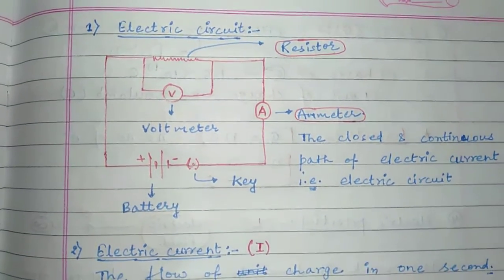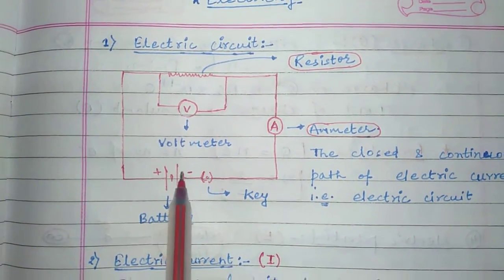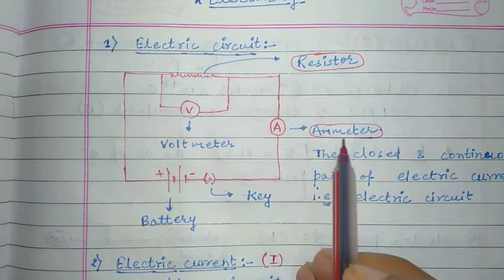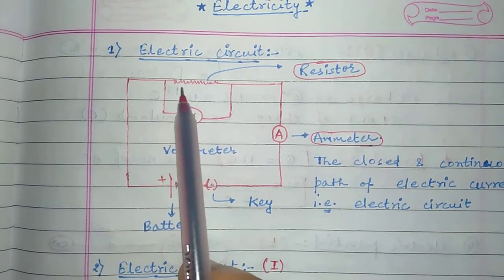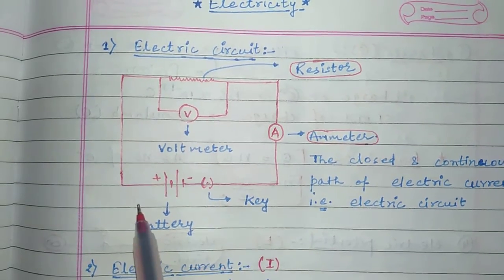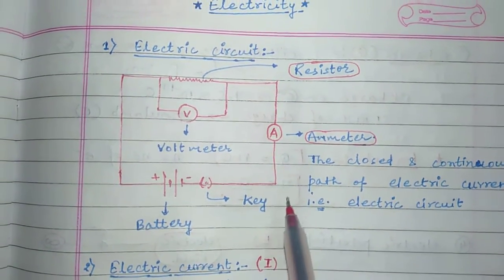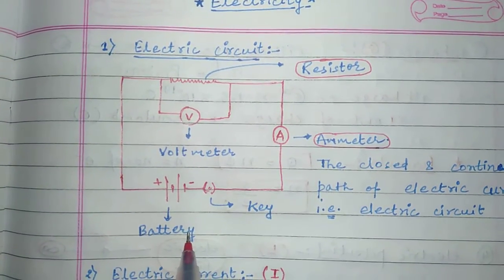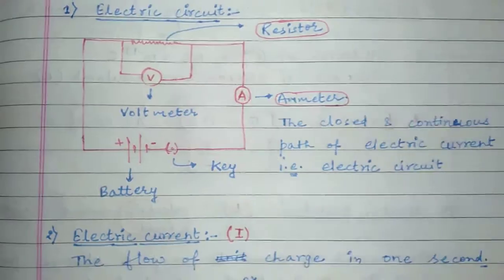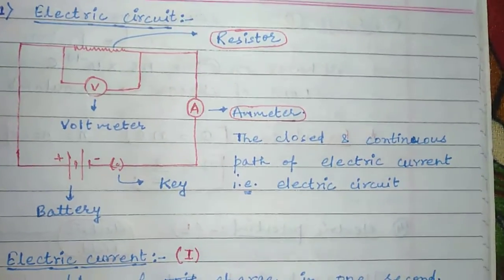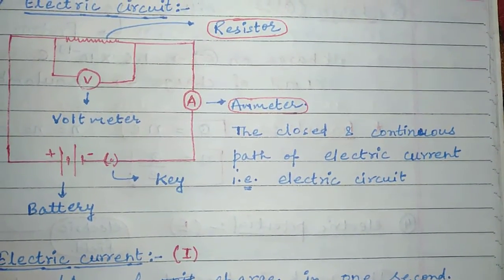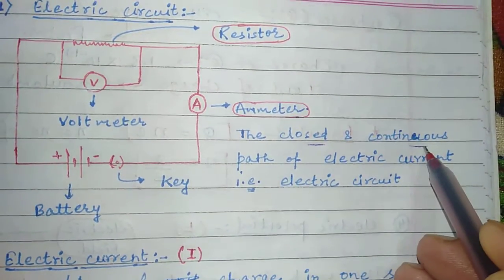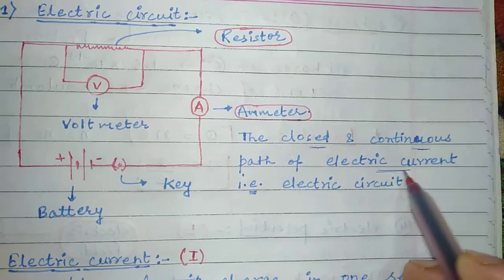So this is the diagram of an electric circuit. For that we require a battery, a key, an ammeter, a resistor, a voltmeter and wire. A battery is made up of two or more cells. Then students, here we'll discuss the definition of an electric circuit. What is the definition? It is the closed and continuous path of electric current.